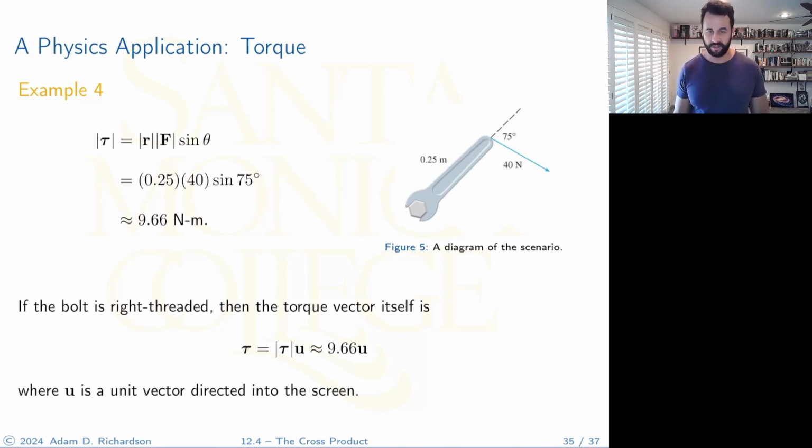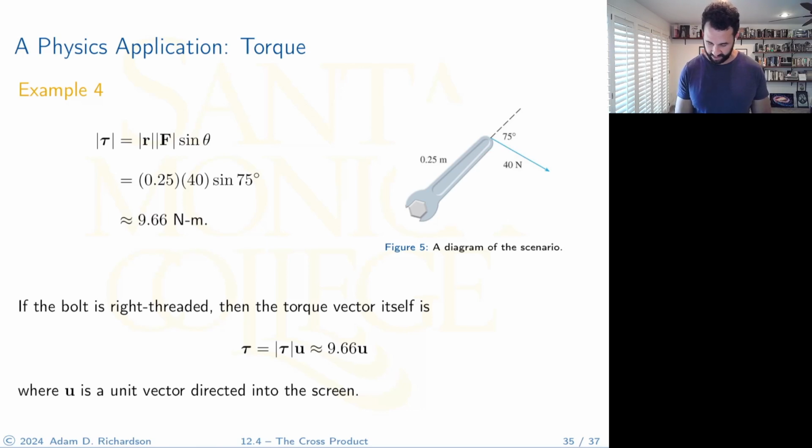Use that formula. The length of r is 0.25 meters. The size of the force is 40 newtons. The angle between the two vectors is 75 degrees. And remember, the angle has to be between 0 and 180, right? It has to be between 0 and pi. So that's why we picked this angle instead of this angle right here.